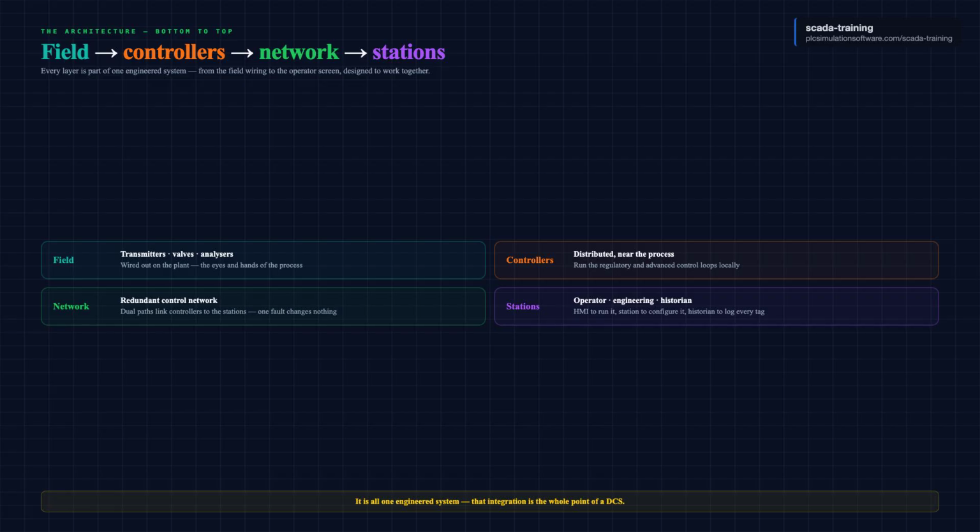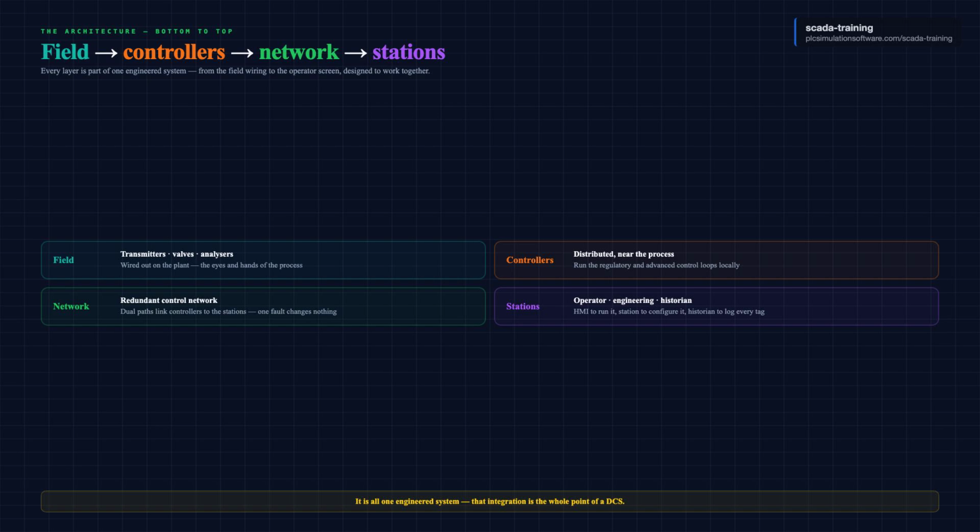That network carries the data up to two places. First, the operator stations where the HMI lives and where the operators watch and run the plant. Second, the engineering station where the whole system is configured and the loops are built. Off to the side sits a historian, quietly logging every tag for trending and analysis. Here is the part that matters. All of that is one engineered system. From the field wiring to the screen, it was designed to work together.